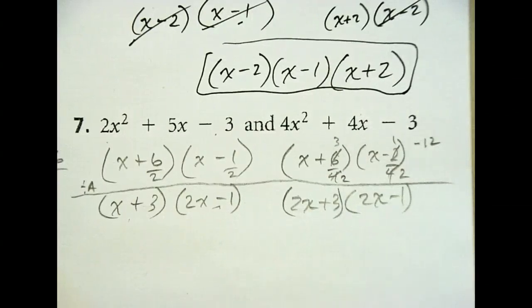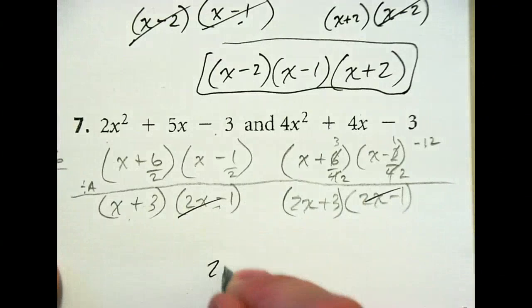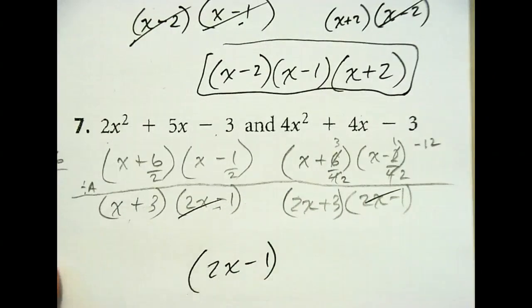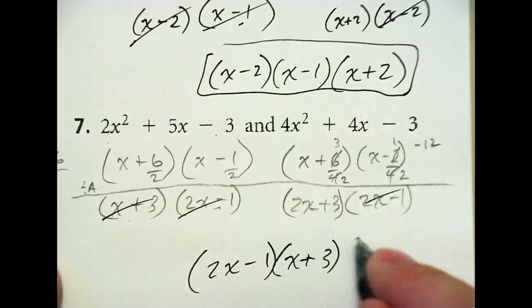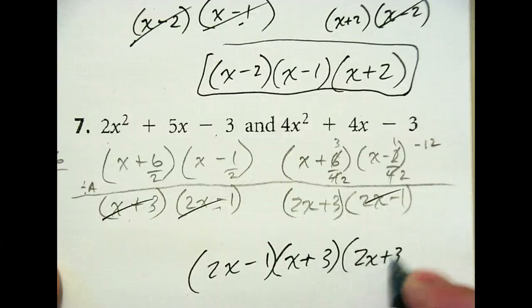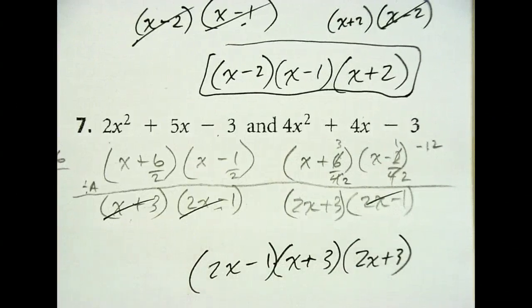If you need a little extra help on factoring, that's something we have to spend some time on individually. 2x minus 1, 2x minus 1, those are the commons. So we need that. This one has an x plus 3. Does this one have it? No. We need that. And this one has a 2x plus 3. Does the order matter? No, it doesn't matter. We're multiplying, and you can multiply in any order, right? Okay. Questions?